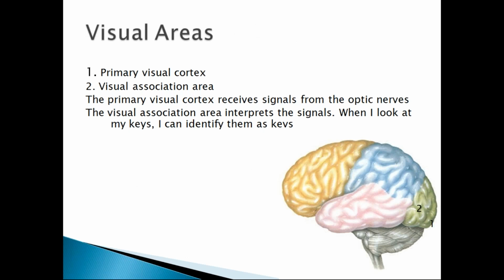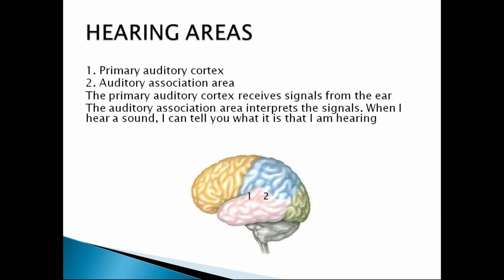We have visual areas. So the primary visual cortex, which is in the back, it gives us the visual association. The primary visual cortex receives signals from the optic nerve. The visual association area interprets the signal. When I look at my keys, I can identify them as keys. And then there's the auditory area. The primary auditory area receives signals from the ear. The auditory association area interprets the signals. When I hear a sound, I can tell you what it is that I'm hearing, and I can also predict where it's coming from.